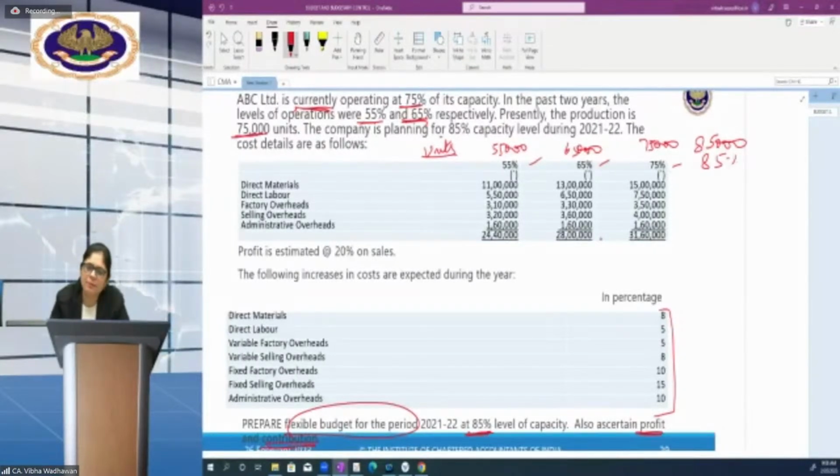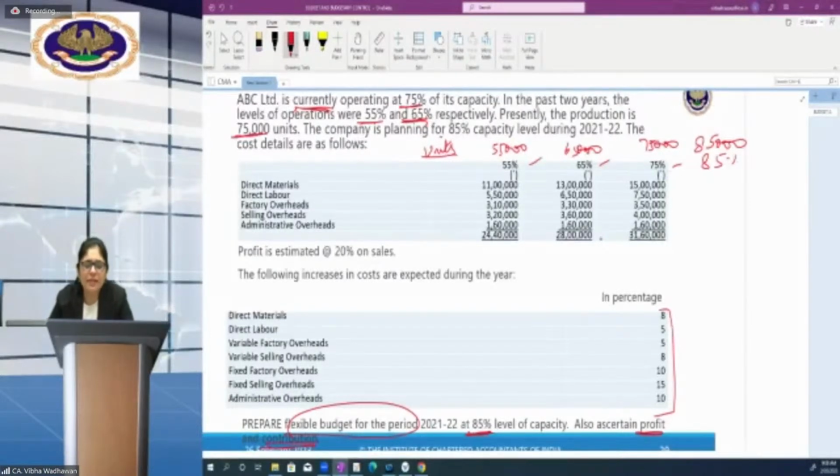Or the number of hours or whatever the information is given, the level of activity should be very clear, whatever is denoted in the question. So in this question, the production units are denoted as a base: 55,000, 65,000, 75,000 and 85,000 respectively for 55, 65, 75 and 85%. All right. So this is the way.